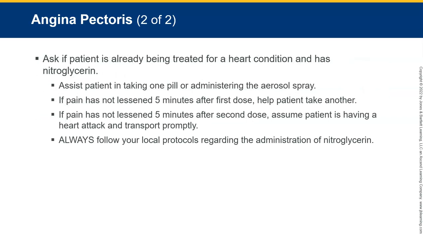So one of the things we want to do for these types of patients is ask them if they're already being treated for a heart condition. If they are, more than likely they have a diagnosed heart condition, and they probably already have nitroglycerin. What that does is it usually relieves that angina pain. If they've been prescribed nitro, then you can assist the patient in taking one pill or administering one aerosol spray. Now, if the pain has not lessened 5 minutes after the first dose, you can help the patient take another. And if the pain is still not less 5 minutes after the second dose, assume the patient's having a heart attack and transport immediately, which I'm assuming most of you are probably working on a fire rig or an industrial setting.